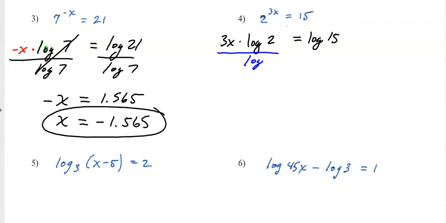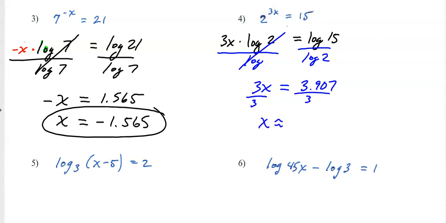Let's get that x term isolated. So let's divide by log 2. Divide by log 2. And I get 3x equals, I put that in my calculator, log 15 divided by log 2. And I got 3.97. No, 3.907. Divide by 3, divide by 3. And we get x is approximately 1.302. All right, so still just taking the logs of both sides.